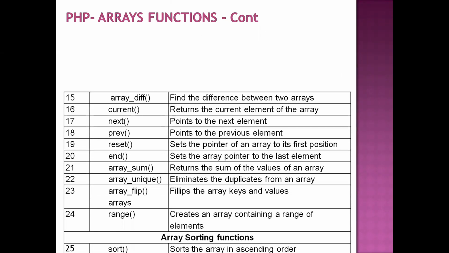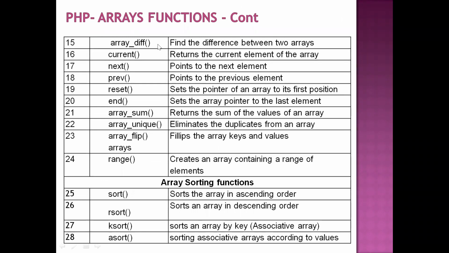So now coming to the next function, the array_diff function. This function is used to calculate the difference between two arrays. The current function is used for returning the current position element to the user. The next function just points to the next element of the current element. The previous function points to the previous element of the current element. The reset function is used for setting the array pointer to the beginning of the list.